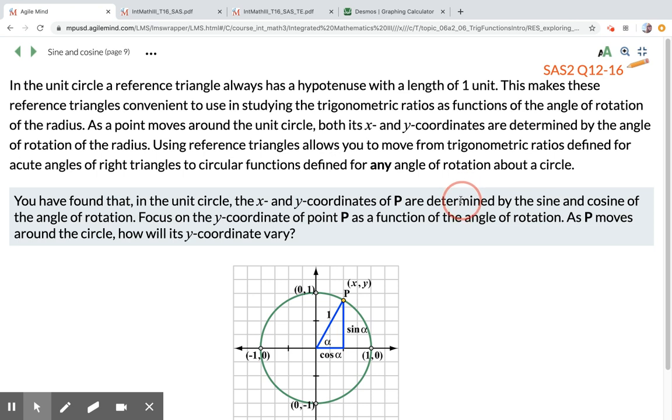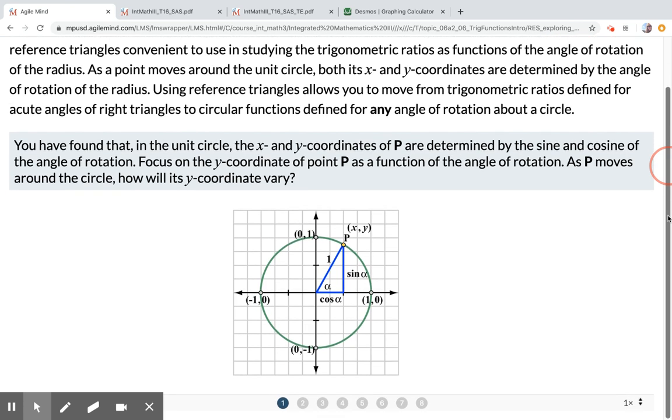It just makes things convenient when we're dealing with our trig ratios so that I can say, yeah, the sine of the angle is my y-coordinate, the cosine of the angle is my x-coordinate. So it makes life a little bit easier for all of us. Now, as a point moves around the unit circle, of course, the x and y coordinates are determined by our angle of rotation, right? As my angle gets bigger and smaller and starts moving around, that moves my point, and of course, that's going to change my x coordinates and my y coordinates.